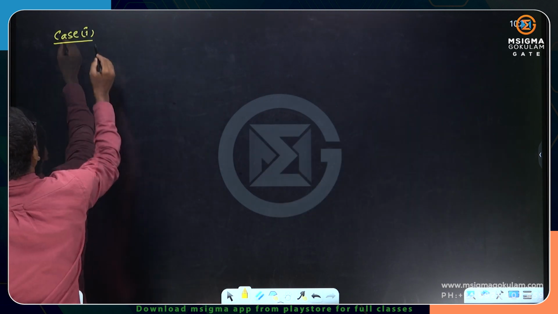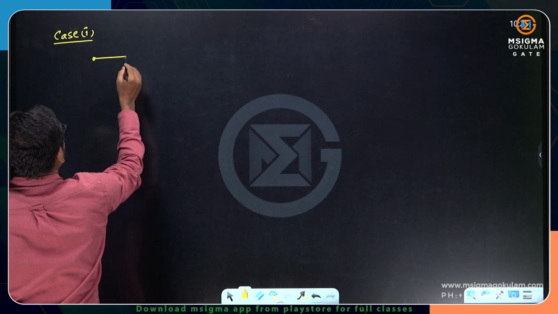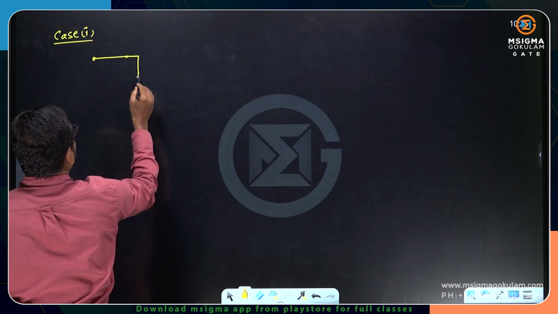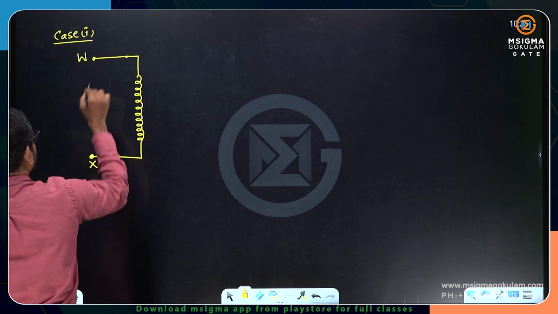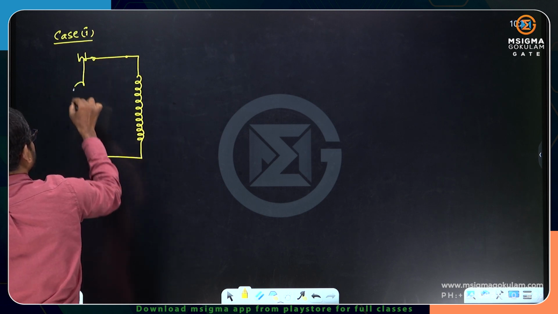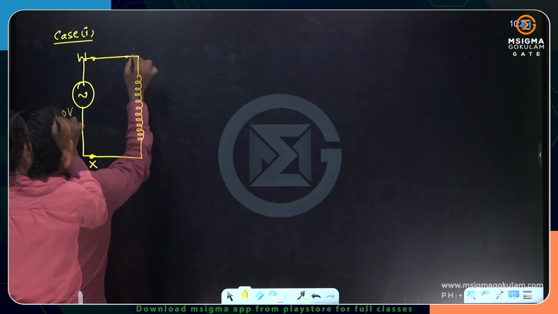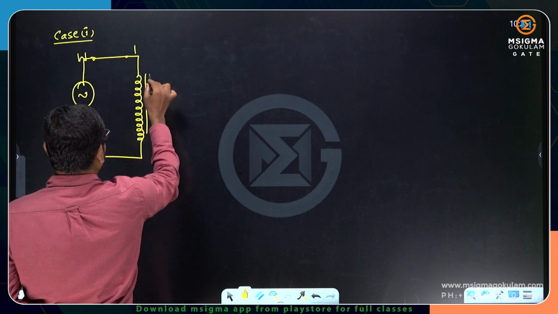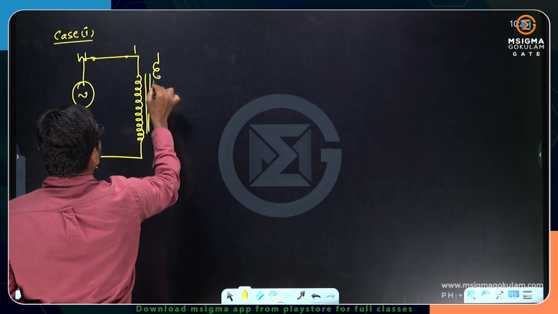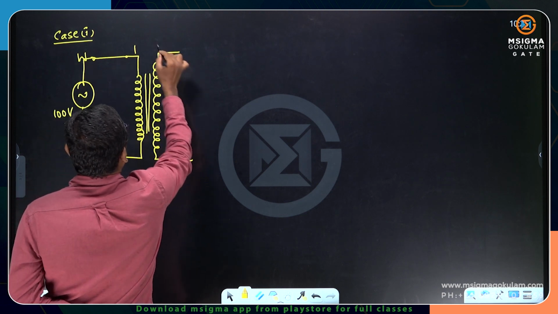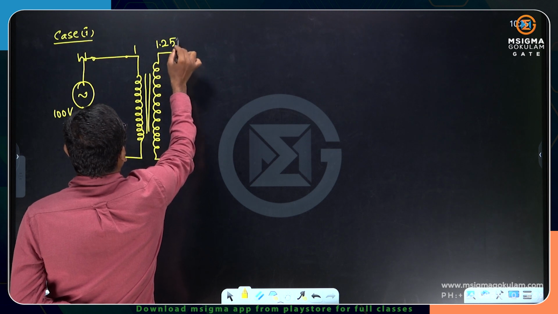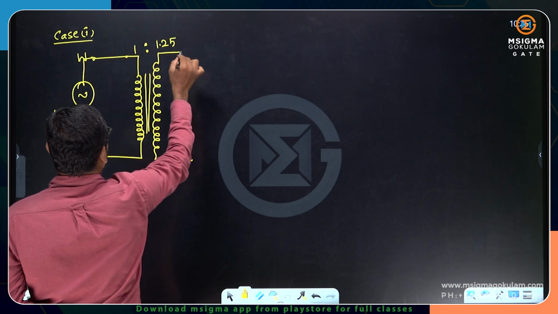Case 1. What is case 1? Across the WX terminals, we are giving 100 volts. So this is the W and X terminals, and across this I am giving 100 volts. This is one turn, and there will be 1.25 turns on the other side, so the ratio is 1:1.25.